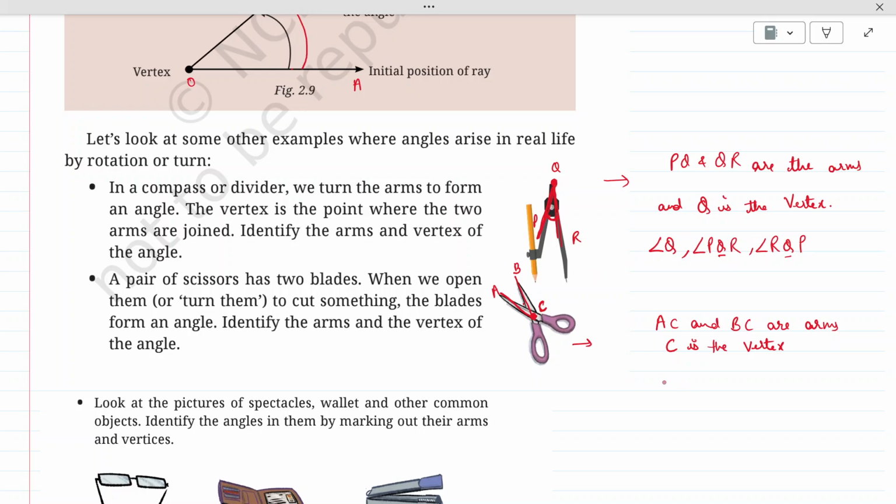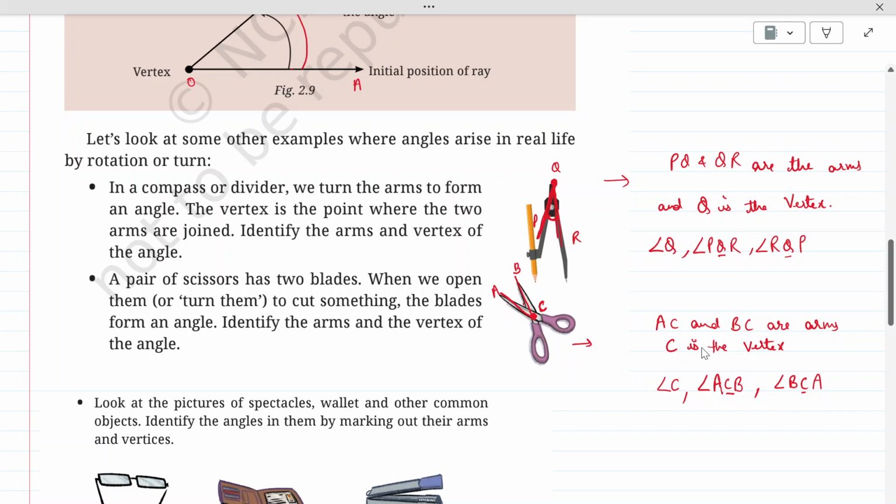And what are the angles? Angle C first of all, then angle ACB. If we start from A, again C in the middle, which is the vertex, and then angle BCA, C in the middle again. So this is the way we can represent an angle.